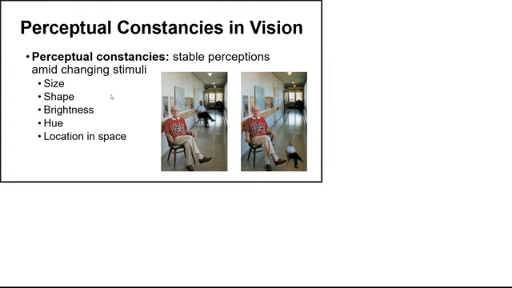And this also works for location in space. When I walk towards the back of the classroom, the chairs at the back of the room get larger, but I don't assume that they're moving towards me. I know that I'm moving, so I'm the motion part of this, and they are stationary. So for location in space, we make the assumption that we are the ones that are moving.